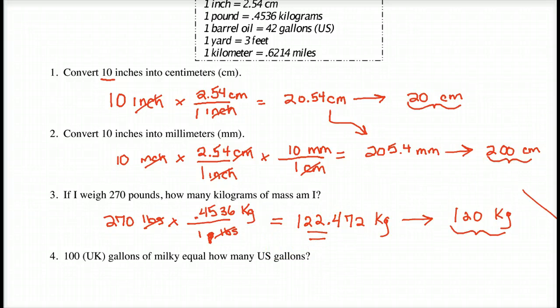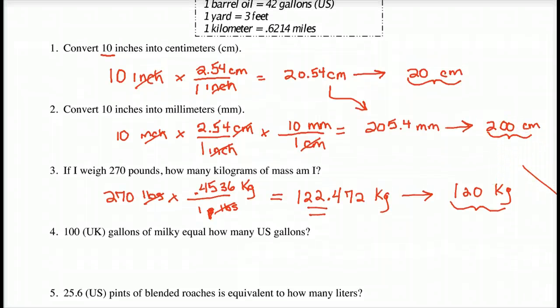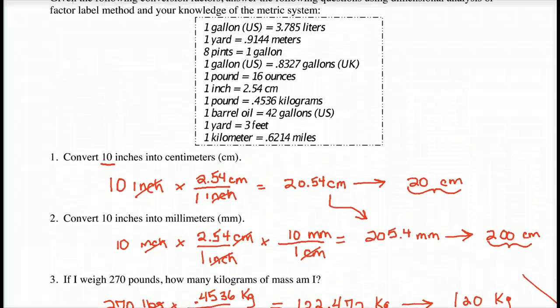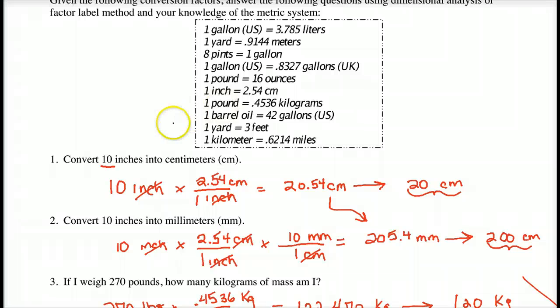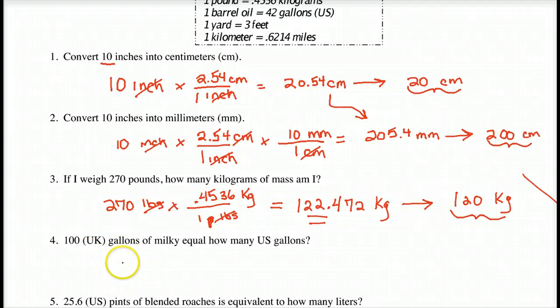Okay, number 4. All right, number 4 states what? 100 UK gallons of milk equals how many US gallons? I guess I'm talking about milk and being funny. You notice UK gallons are different from US gallons. So they want to convert gallons of UK into US. Okay, well, I see that converting factor up here. 1 gallon is 0.8327, which really means that 1 gallon of US is a smaller unit. So if you buy a gallon of milk in the UK, United Kingdom, you're actually getting a bigger container. So you're going to get more volume.